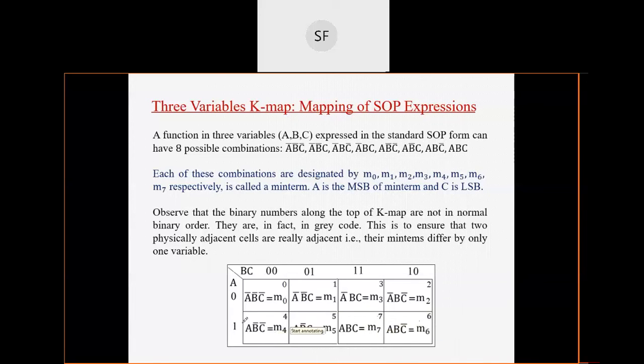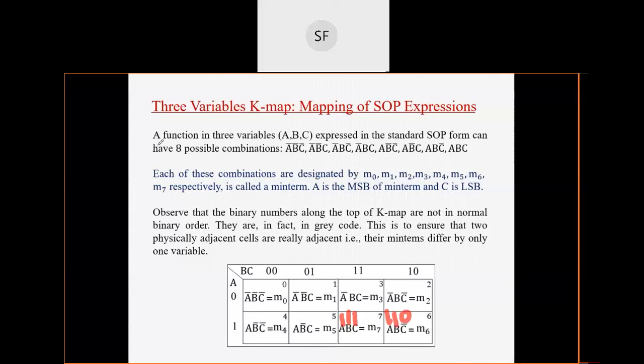Why is this 7? Because if you observe, the value of A here is 1, and the value of BC is again 1 1. 1 1 1 is nothing but 7. Here if you observe, it will be 1 1 0, that is 6. Always remember, A is your MSB, meaning you will take the value of A first among these three, then B and then C.